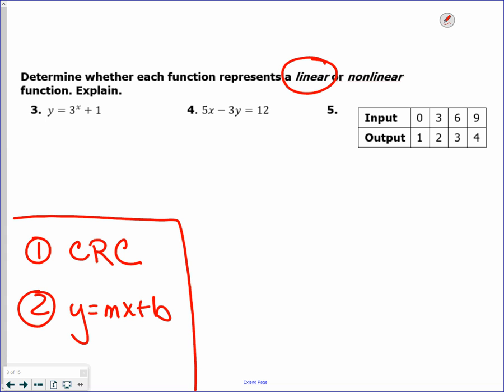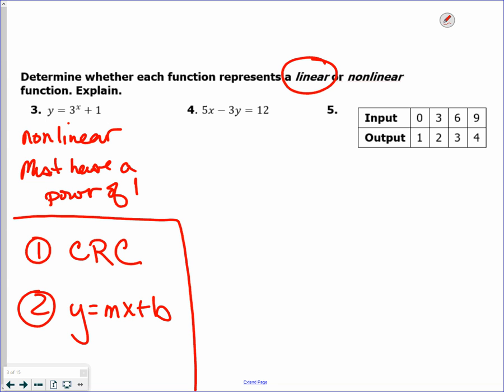So now, looking at number 3, you cannot make that into that form because you have an x as a power. X is an exponent. So therefore this is non-linear. And you could say it cannot be put into the y equals mx plus b form, or that it must have an exponent or power of 1.